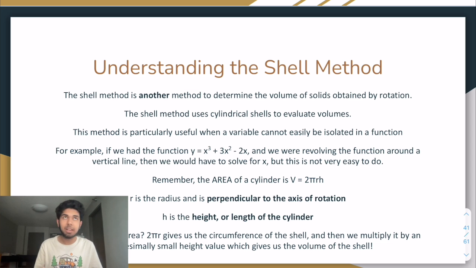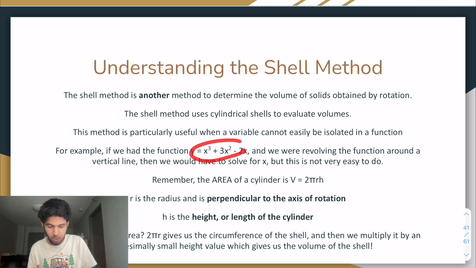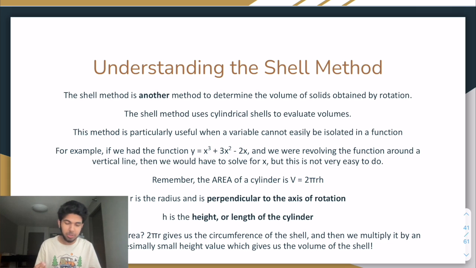Remember, sometimes when we have a vertical line of rotation, we have to change our equation such that we solve for x in terms of y, because the integral is with respect to y. Sometimes we'll have functions such as the one given here, y equals x cubed plus 3x squared minus 2x, and if we were to revolve that about a vertical line, we would have to solve for x if we wanted to use the disk method or the washer method. But solving for x here in terms of y is not very easy to do whatsoever. So in these instances, we're going to have to use the shell method.